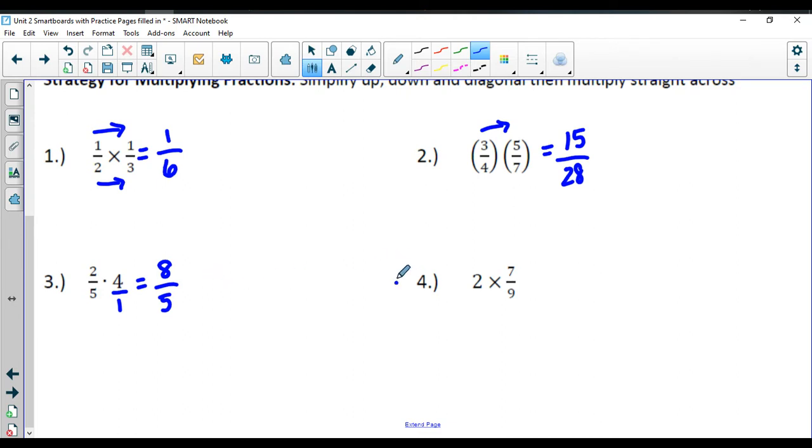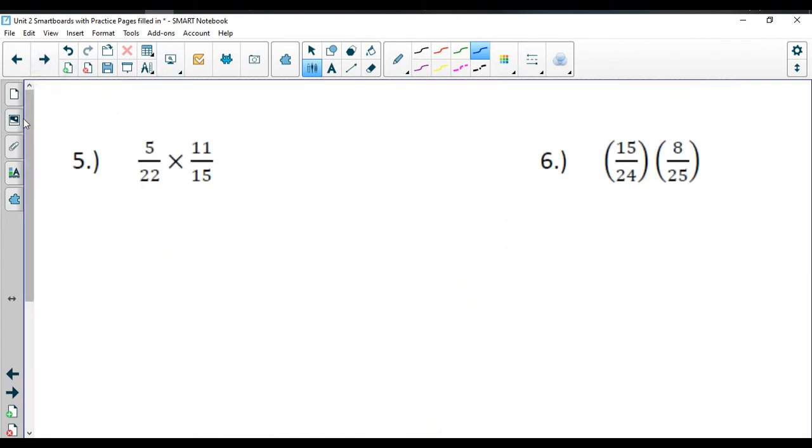I'm going to have you go ahead, try question number 4. I'm going to have you type in your answer. I would prefer you leave it just as an improper fraction. It's a little bit easier to type in. So 2 over 1, 2 times 7 is 14, 1 times 9 is 9. So 14/9 would be acceptable. If you also typed in 1 and 5/9, that would be fine too.